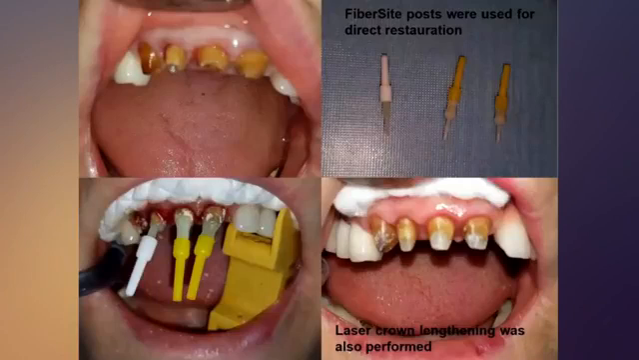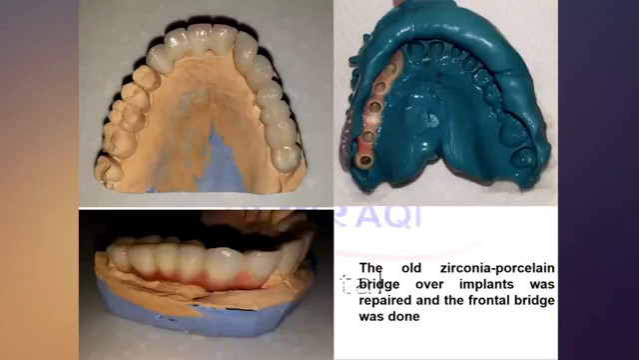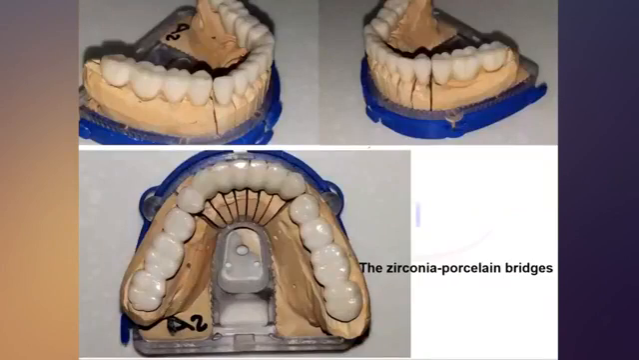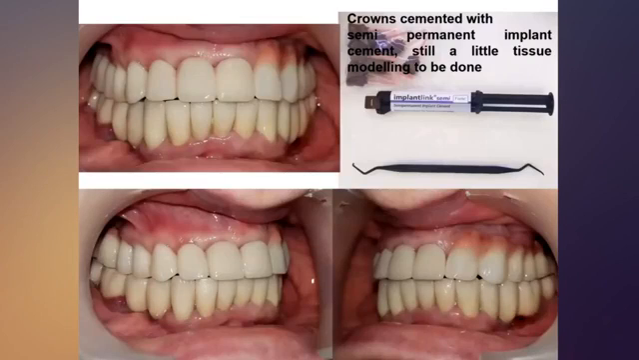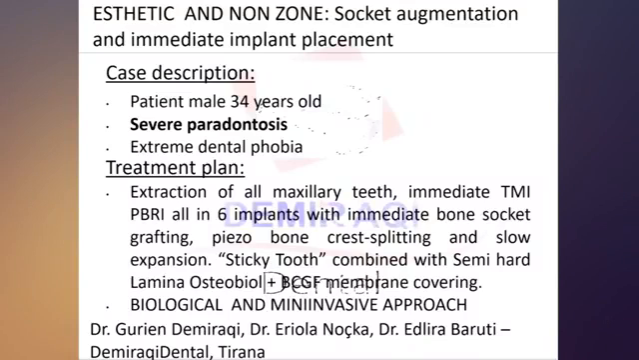Endo is done. These are the fiber posts that we use. And this is the situation in the upper and the situation in the lower jaw. And this is the aesthetic overall. The patient is happy with what she's got.